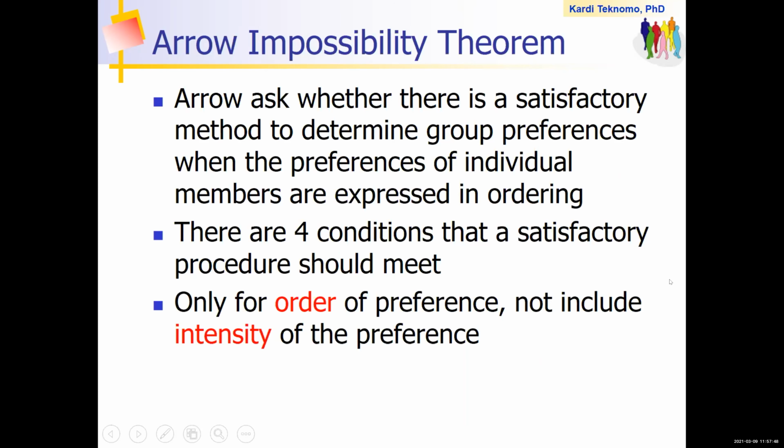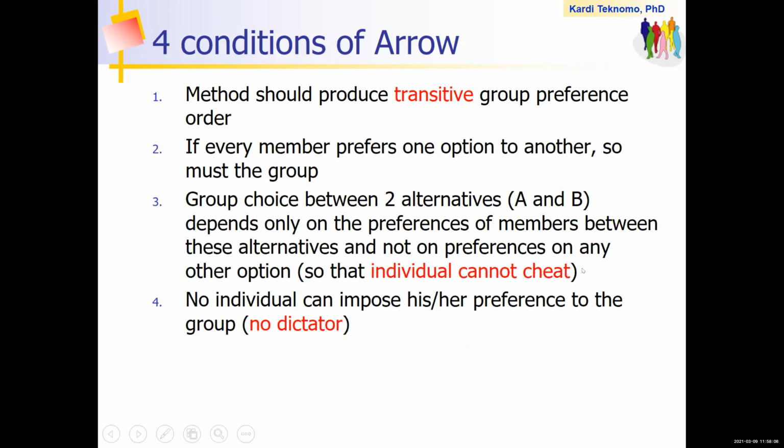And he lists down 4 conditions that a satisfactory procedure should meet. These conditions are only for the order of preference, not including the value of the preference. So these are the 4 conditions of Arrow. Number 1, the method should produce a transitive group preference order. Transitive means if A is larger than B and B is larger than C, then A must be larger than C.